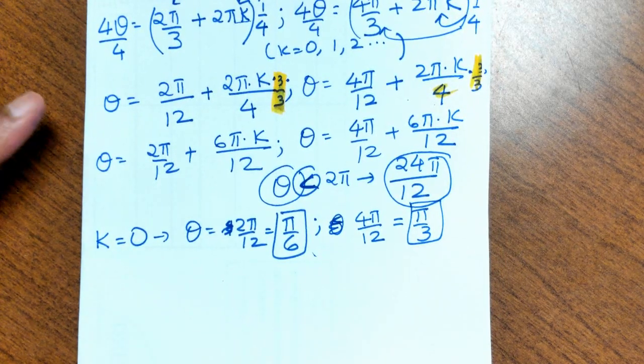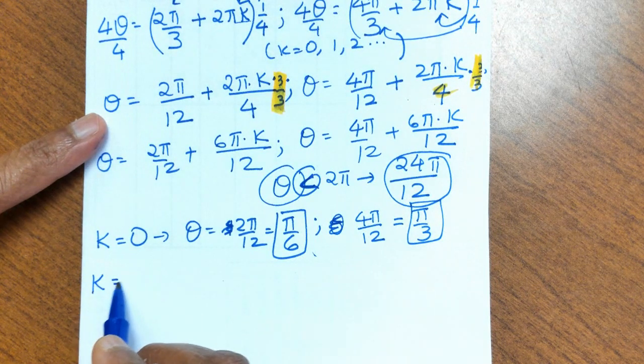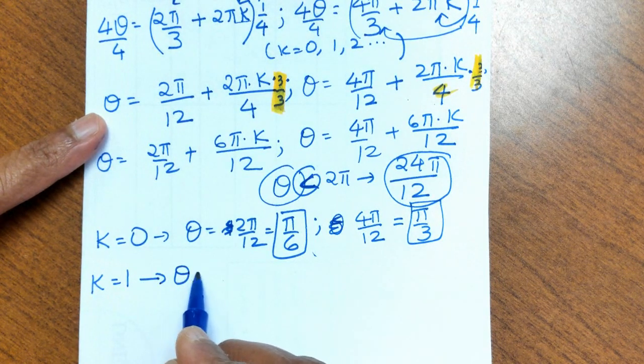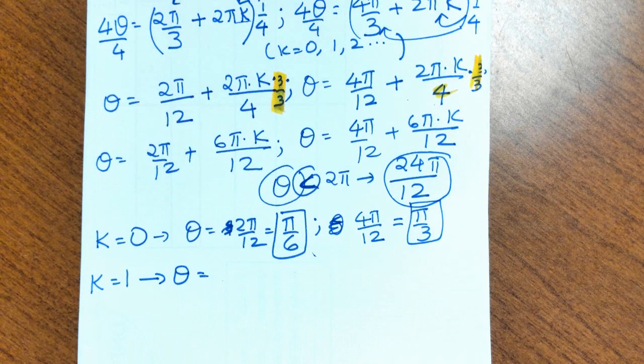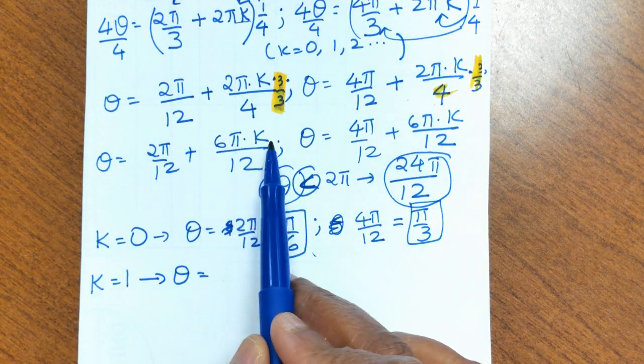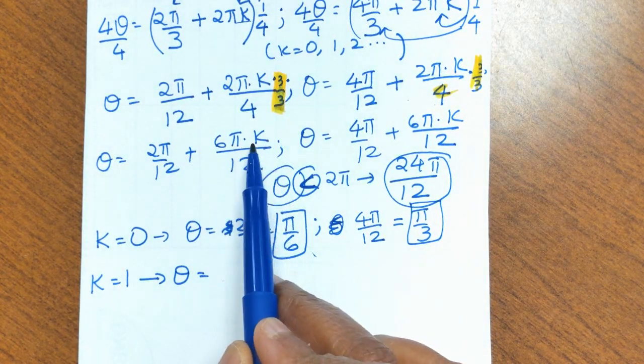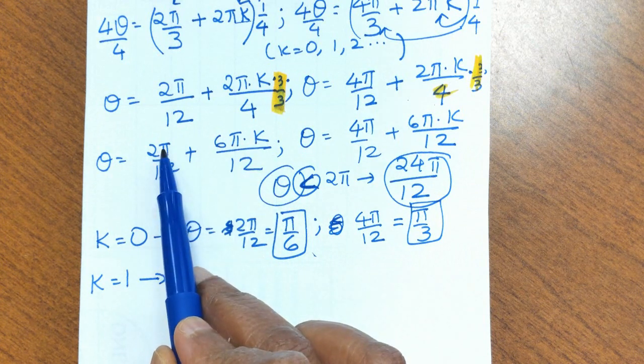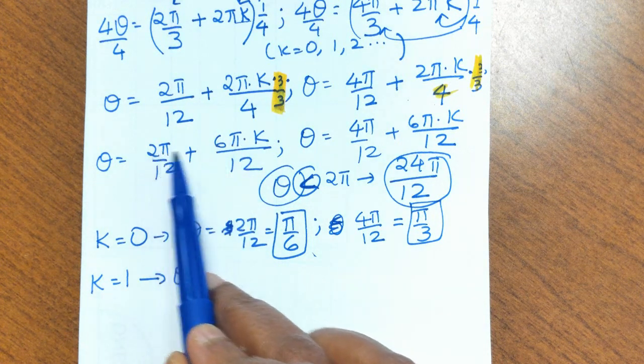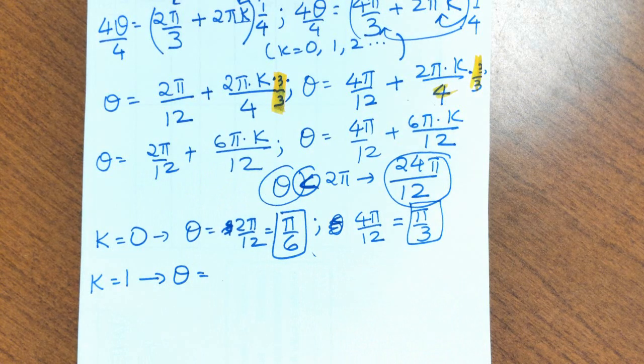I'm going to take k equals 1. Theta equals, can we all do that without my help? Substitute for k equals 1. 6 pi times 1 is 6 pi. 6 pi plus 2 pi is 8 pi. And remember, it's so easy for me to add because they have the same denominator.